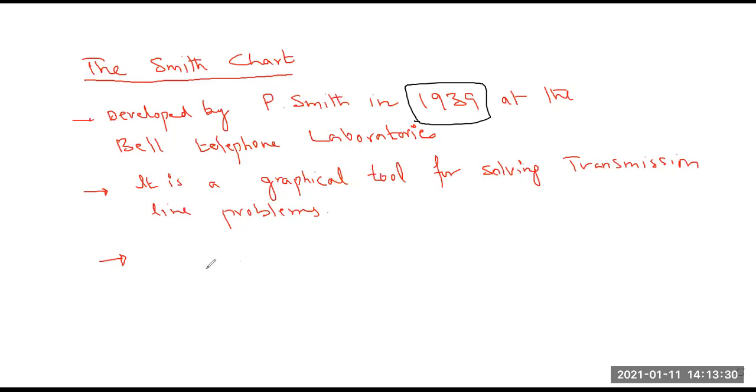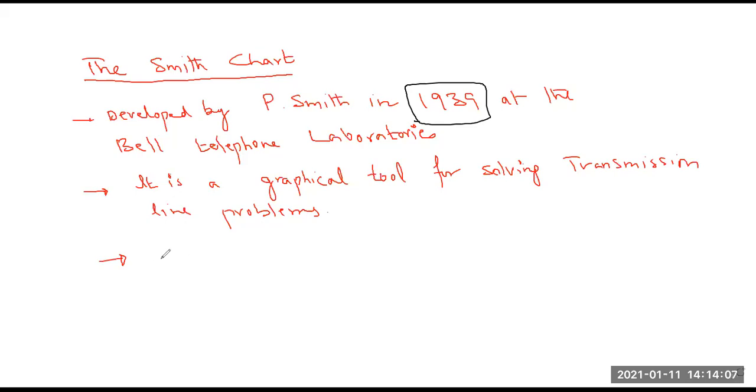Even when you use any modern tool, any 3D simulation software, this chart is part of that software, as well as of the different equipment used for testing microwave circuits. This chart is also included as part of the graphical representation. It means that this chart is going to be used for the foreseeable future.